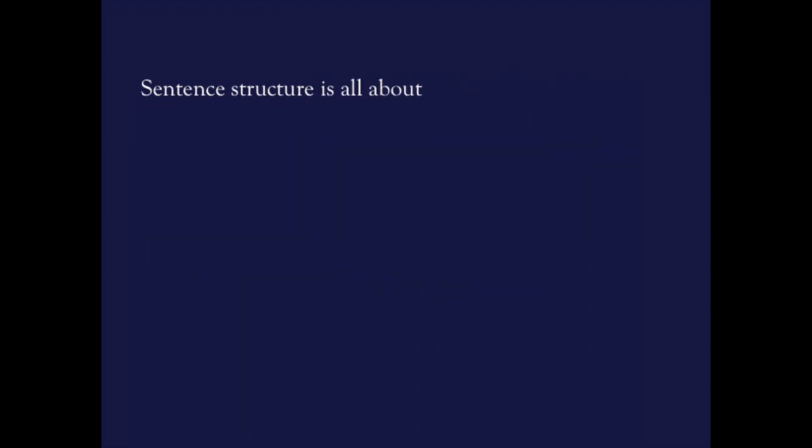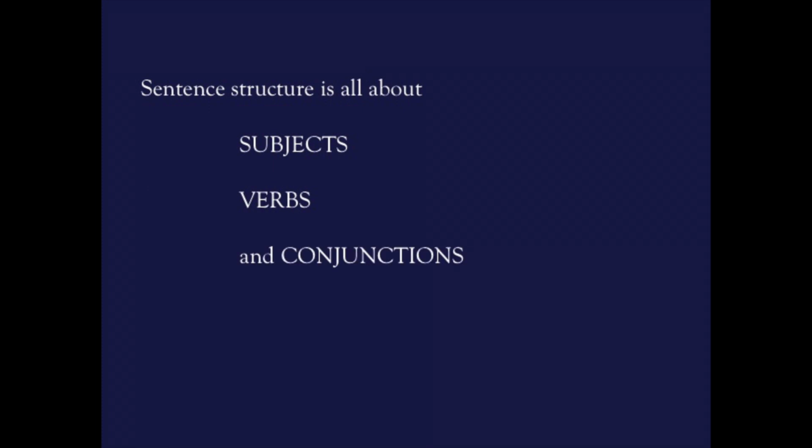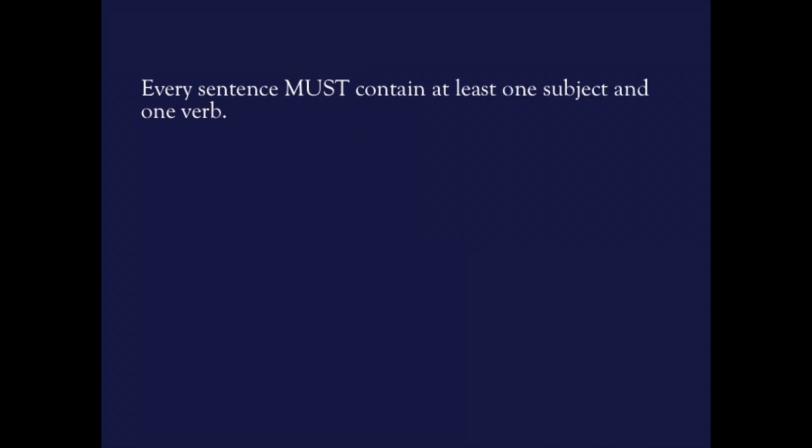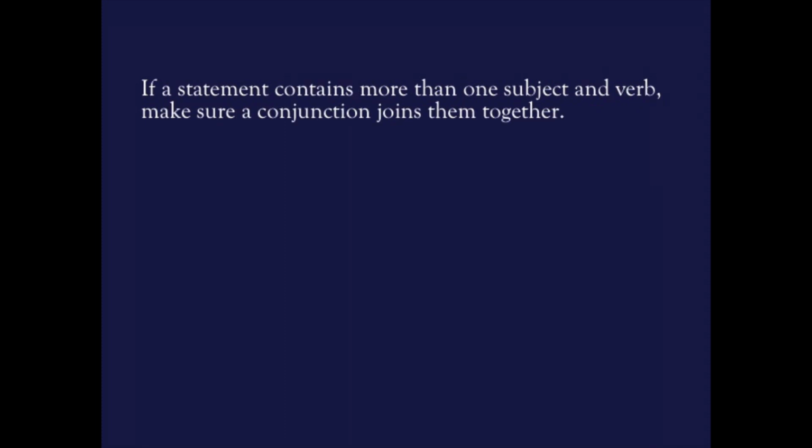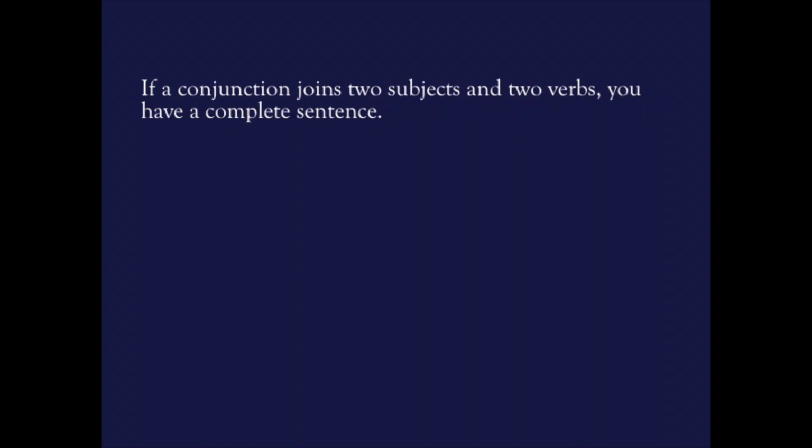Sentence structure is all about subjects, verbs, and conjunctions. Every sentence must contain at least one subject and one verb. It also has to be independent and be able to stand on its own, but it has to have at least one subject and one verb. If you have 2 subjects and 2 verbs, then you want to ask yourself, are these subjects and verbs being joined together with a conjunction? And there's a few different ways we could do that.